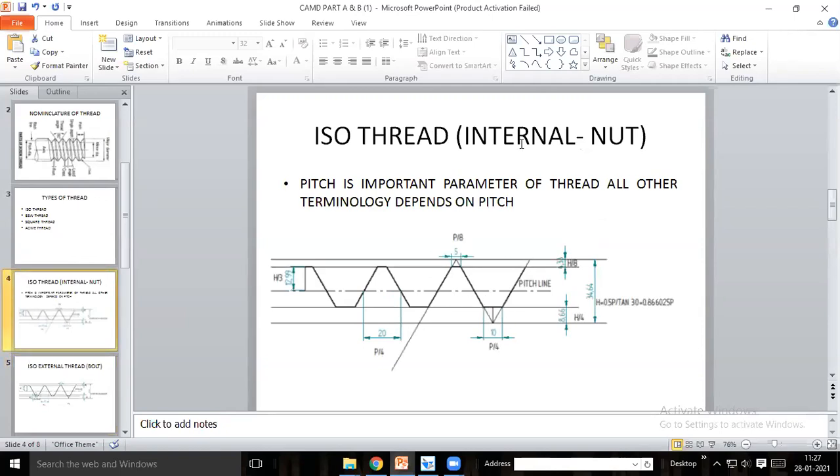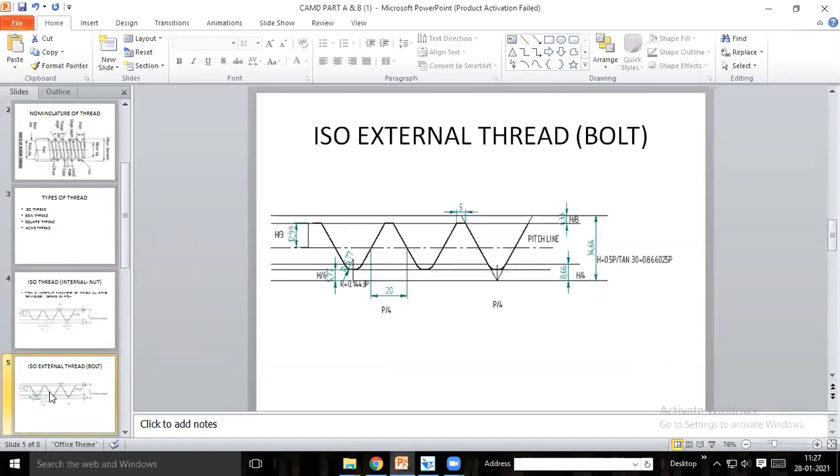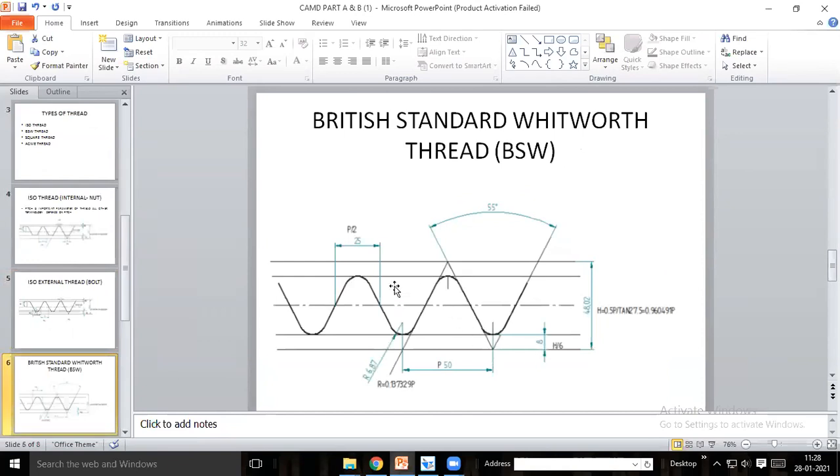So when you are drawing the internal thread, this is the root end, this is the crust end. At root end you will get h by 8, and at crust end you will get h by 4. So in ISO thread I am talking. In external thread also, in the root end you will get h by 4 and the crust end h by 8. So this distance will vary, whereas in BSW, both ends will be having the same distance, h by 6. Here also it is h by 6. Are you getting my point? So this distance from the root line and crust line comes at h by 6.